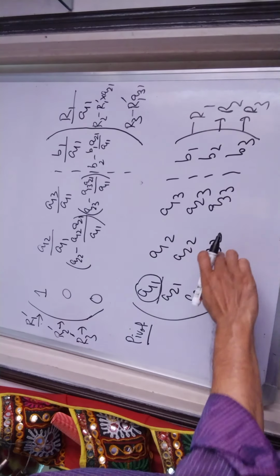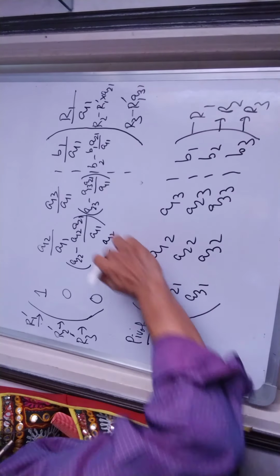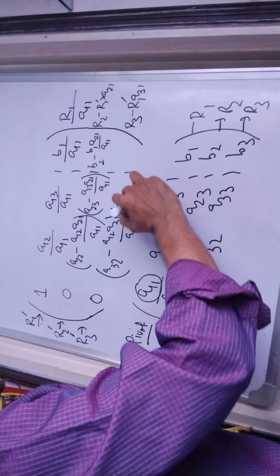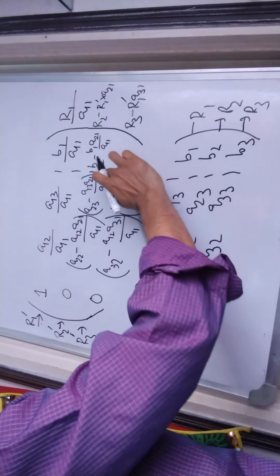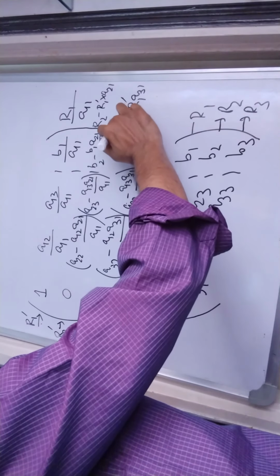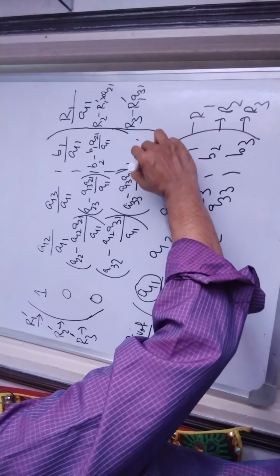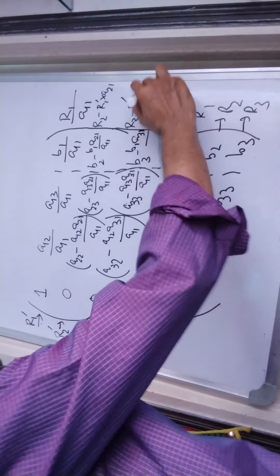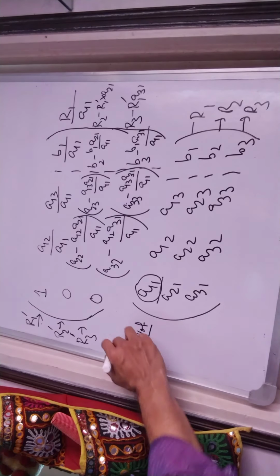So what will be this element? This will be nothing but A32 minus A31 into A12 by A11, since we have multiplied it with A31. Similarly this will be A33 minus A13 into A31 by A11, while in the augmented part we have B3 minus B1 into A31 by A11. So we have reached this stage.